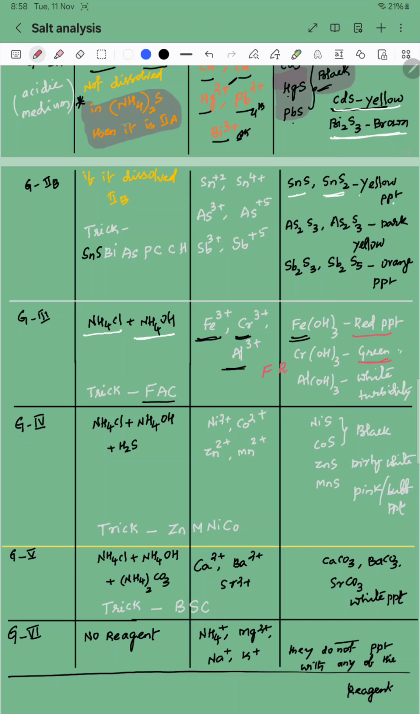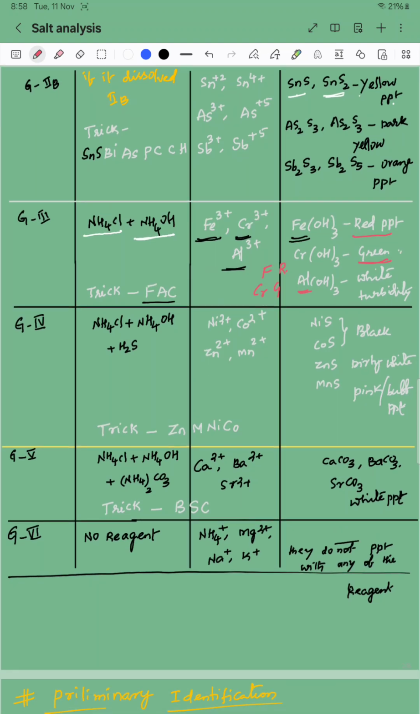Iron will form red and chromium will form green color. Aluminium will form a white color turbidity. This is easy. Aluminium hydroxide can form a white turbidity only, right? So aluminium white turbidity, chromium green color, iron will be red precipitate. Remember the third group cation as what? FAC, right? You remember FAC, right?